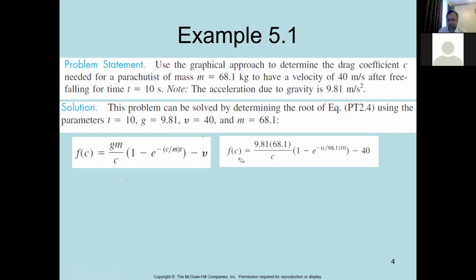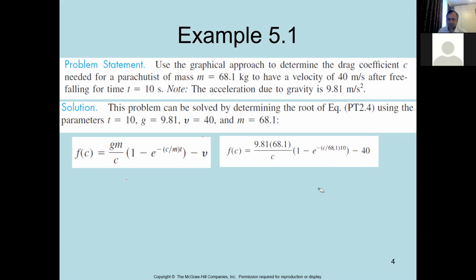Now I can input the values into this equation. g is the acceleration due to gravity, m is the mass 68.1, C we want to know, and the exponential term is a constant we already know. t is the time, and v is the velocity. So now we have this function in terms of C.